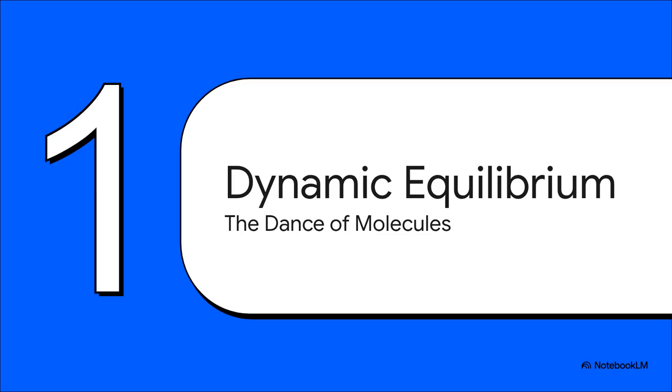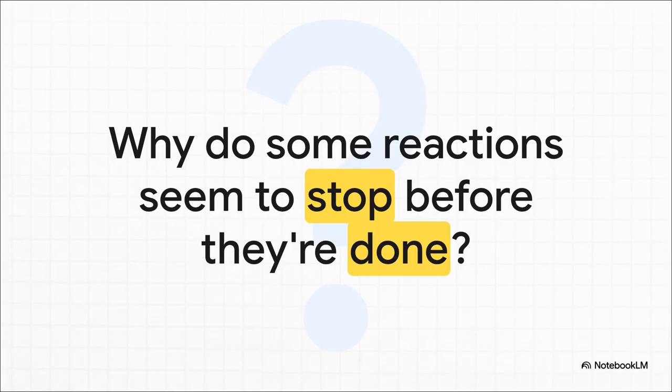All right, first things first, the dance of molecules. We're going to figure out what is really going on when it looks like a chemical reaction has just given up and stopped. You've probably wondered about this, right? You mix some chemicals together, you're expecting this big, complete change, and nothing. It just kind of stops, maybe halfway through. It looks like it's done, but what's happening under the surface is anything but.